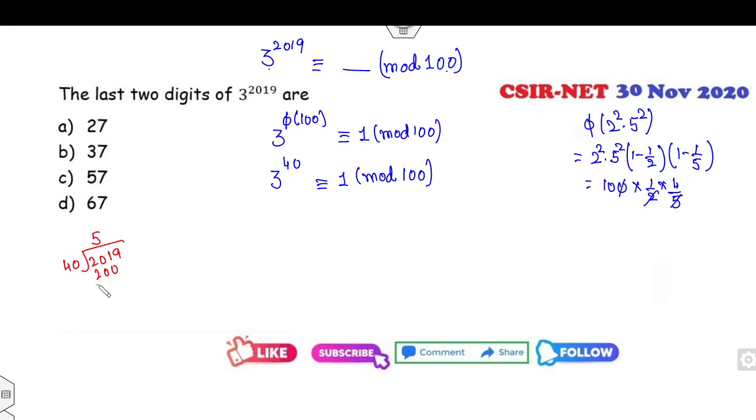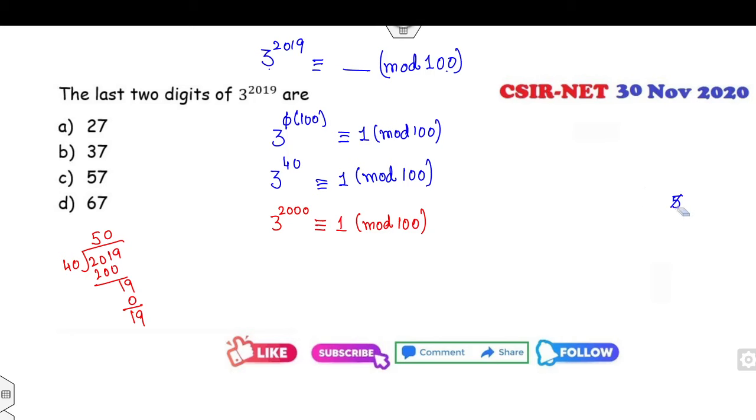40 into 5 is 219. So I can raise to power 5 on both sides. Sorry, 50. Fine. So I can raise to the 50 power on both sides. It is my 2000 is congruent to 1 modulus of 100. Now I need 2019. So that means I need to compute 3 raised to power 19 more.